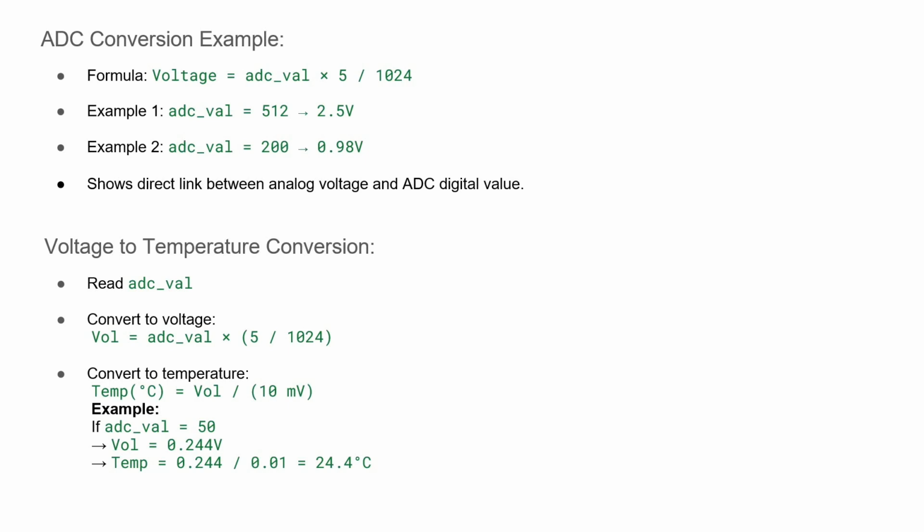Now, to convert voltage to temperature, first read the ADC value, then convert it to voltage using the same formula: voltage equals ADC value times step size. Finally, convert the voltage to temperature. Temperature in Celsius equals voltage divided by 10 millivolts. For example, if the ADC value is 50, then the voltage is 0.244 volts and the temperature is 0.244 divided by 0.01, which equals 24.4 degrees Celsius.